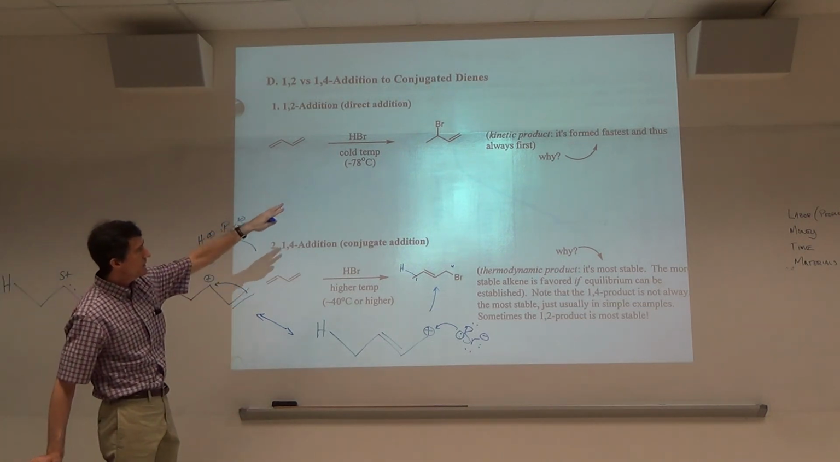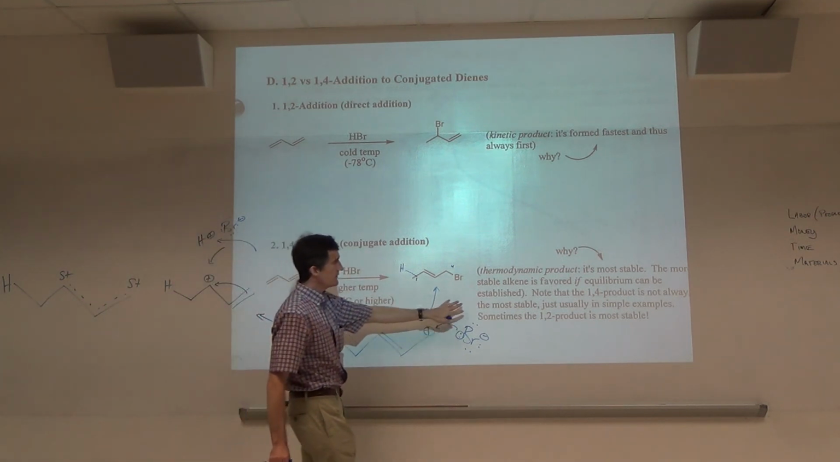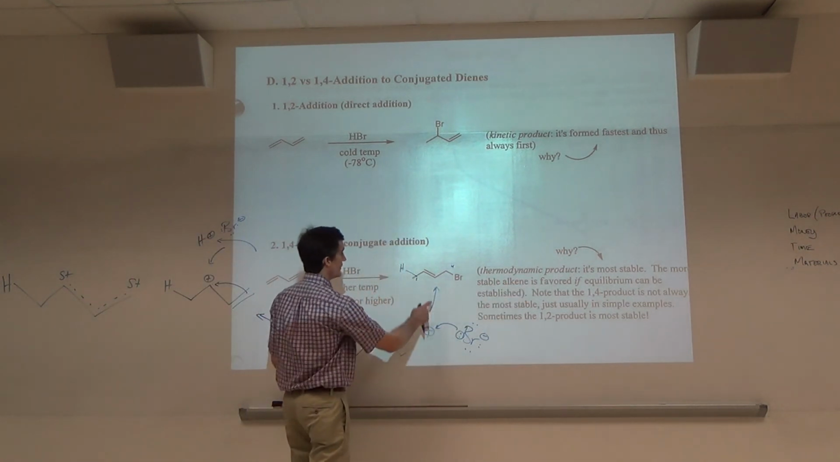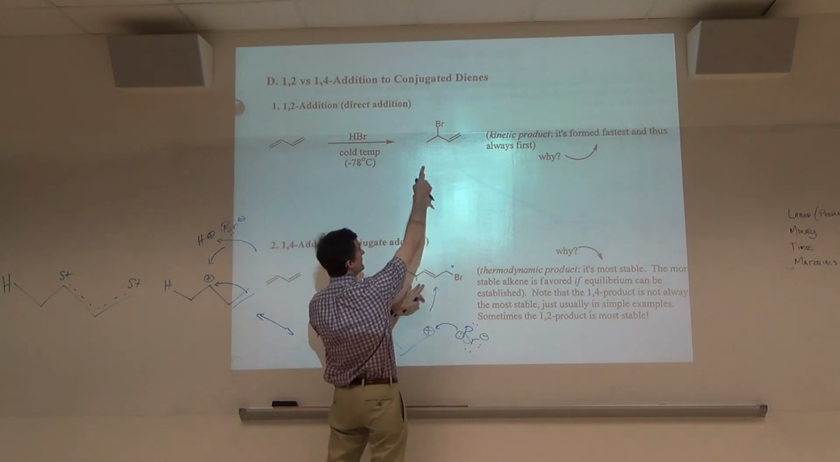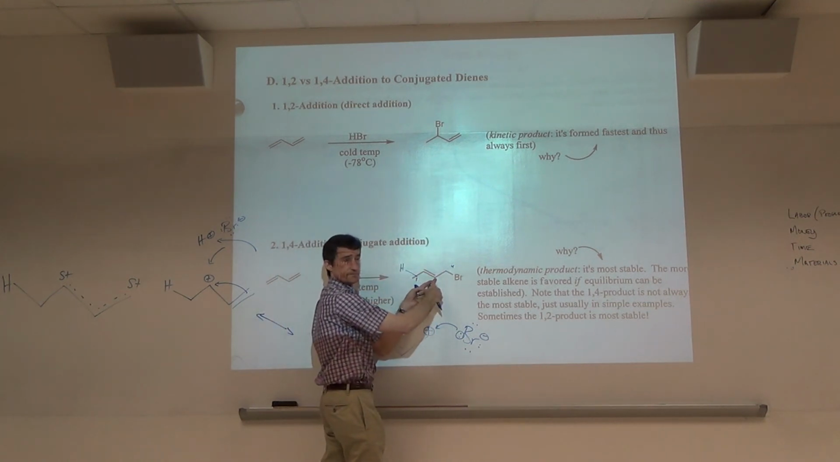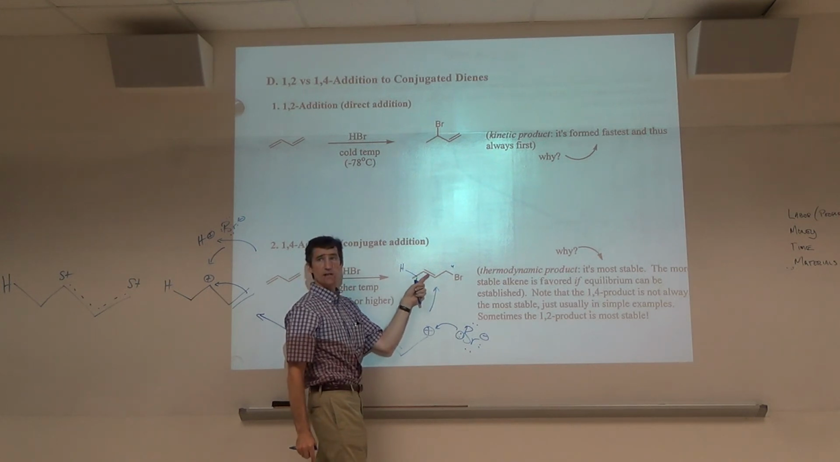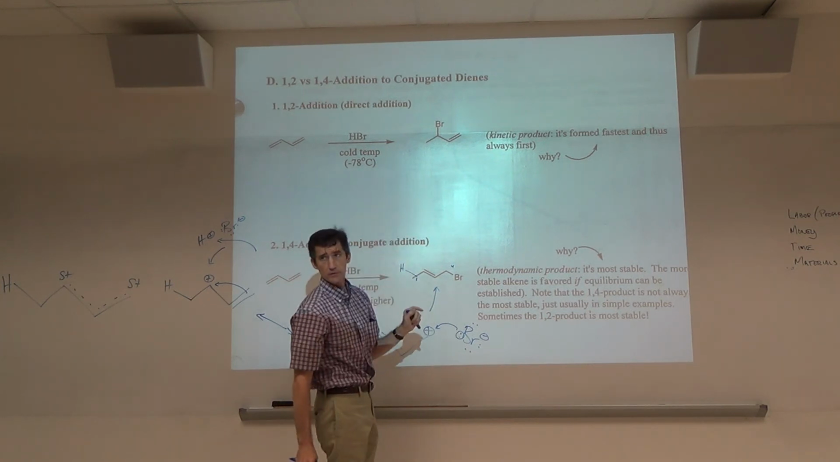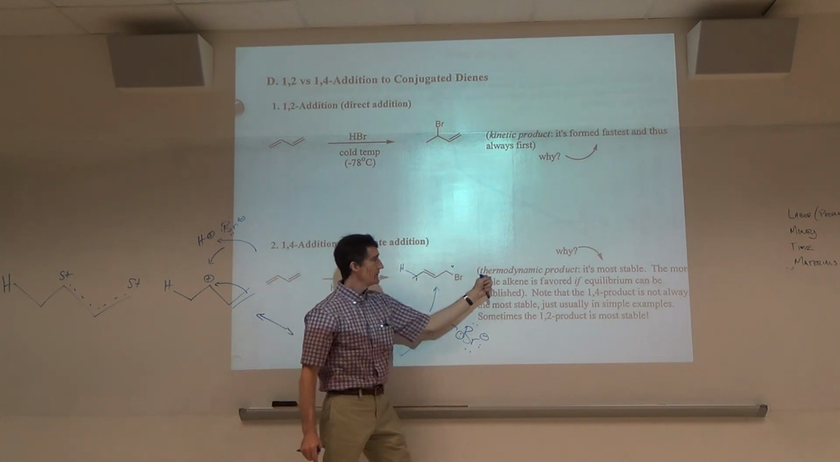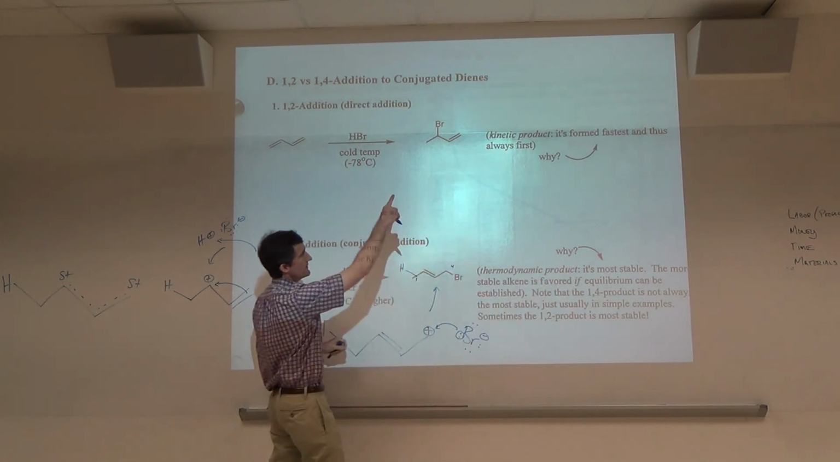Okay, the top one's called the kinetic product. This one's actually called the thermodynamic product. Why? Because this is more stable. That's more stable than that. Why is this one more stable? More substituted. That's a disubstituted alkene. That's a monosubstituted alkene. That's more stable. Thermodynamic product. Why is that called the kinetic product?